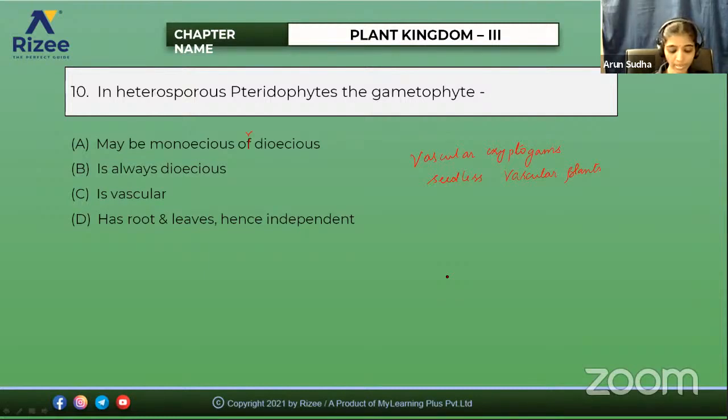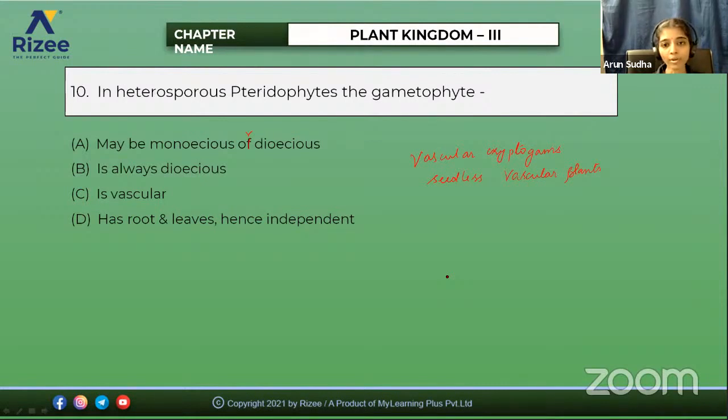Then the next question: the presence of motile stage in life cycle and requirement of water as a medium to complete the life cycle are the diagnostic characters of Thallophyta, Bryophyta, Pteridophyta, and cryptogams. So which one will be the correct answer in this? The presence of a motile stage, that is whether it is flagellated or not, and requirement of water as a medium to complete life cycle.